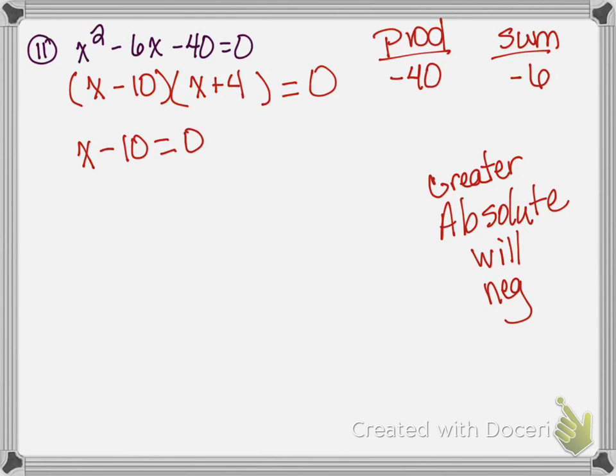Now, I'm going to take each factor and set each factor equal to 0. Then I solve. So I have x equals 10 and x equals negative 4.